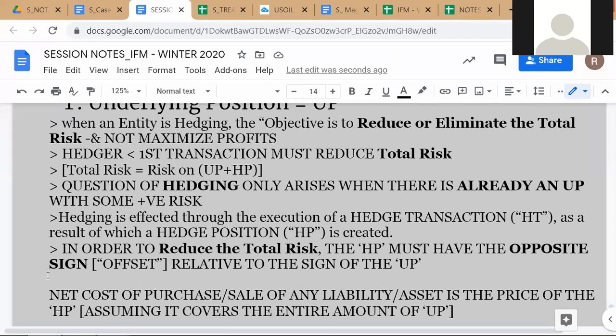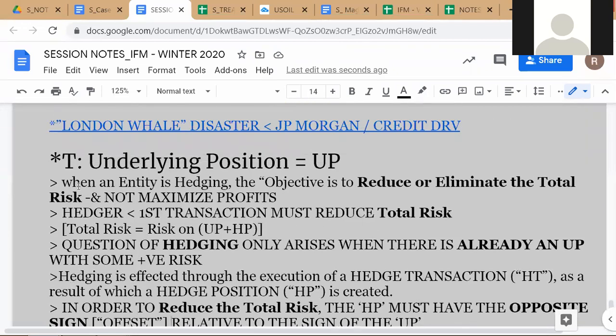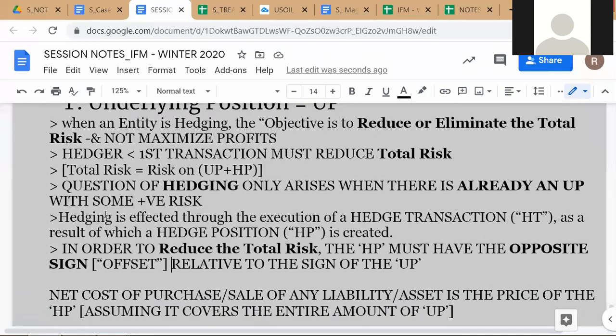This is how it works basically. So this is the point that you have to understand, why must the hedge transaction be an offset. Now you see again here it is given in completely logical format. When you read through this and understand the logic, once you understand the logic, you will never forget it. Don't try to memorize anything. Spend some time to understand the logic. Total risk has to be reduced. First transaction has to reduce total risk. That's the definition of a hedger.